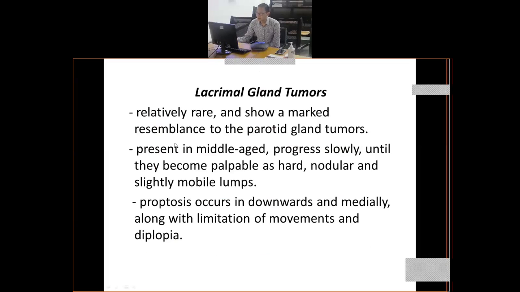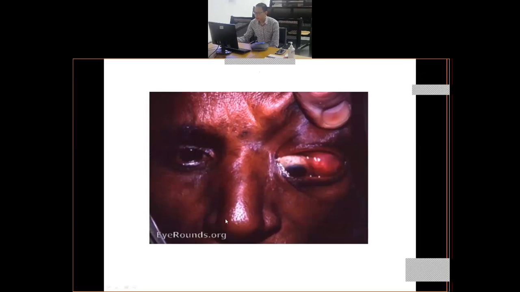Lacrimal gland tumors, relatively rare, show a marked resemblance to the parotid gland tumors. They present in the middle age, progress slowly until they become palpable as hard, nodular, or slightly mobile lumps. Proptosis occurs downward and medially, along with limitation of the movements and diplopia. You can see in this picture, the eyeball is directed downward and medially due to the lacrimal gland tumor. This is the lacrimal gland tumor.